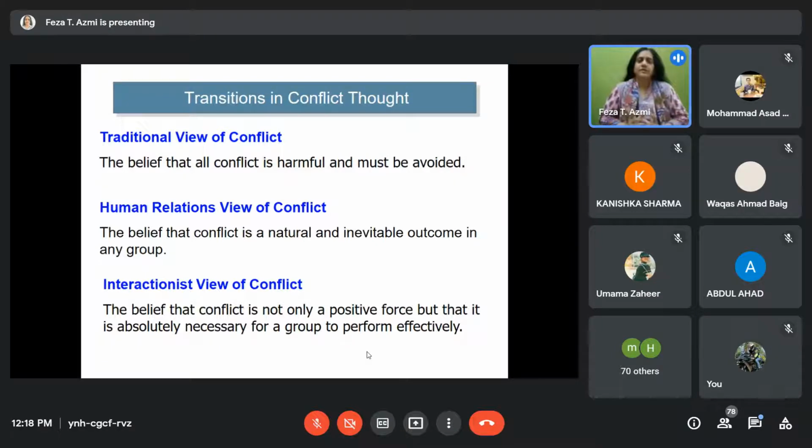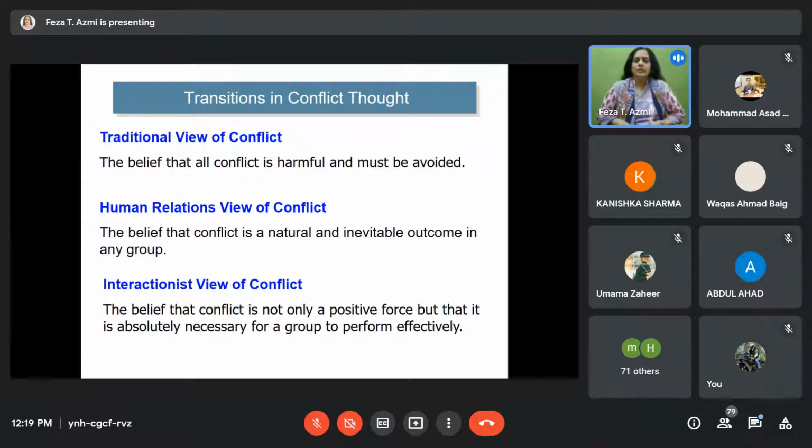Now, how have scholars and theorists looked at conflict? The traditional perspective of conflict was that all conflict is harmful. Conflict was seen as a negative construct. It was seen as an idea that was detrimental to the working of an organization, or the smooth conduct of workplace activities. So all conflict was seen as harmful and had to be avoided. Avoided means that something had to be done to either avoid conflict, or if conflict had happened, something had to be done to stop that conflict from continuing.